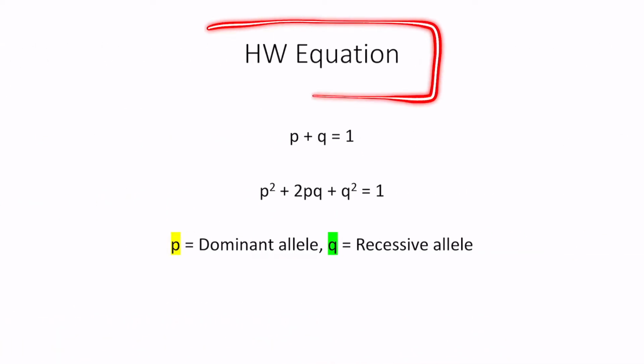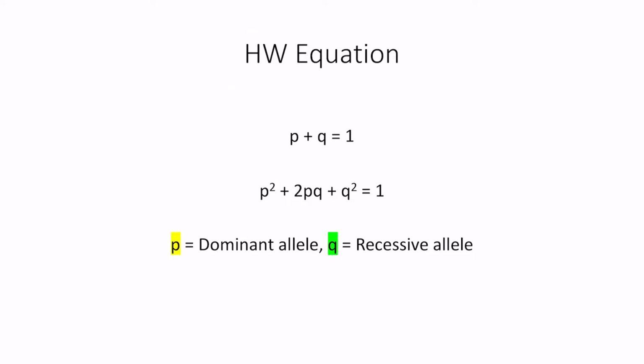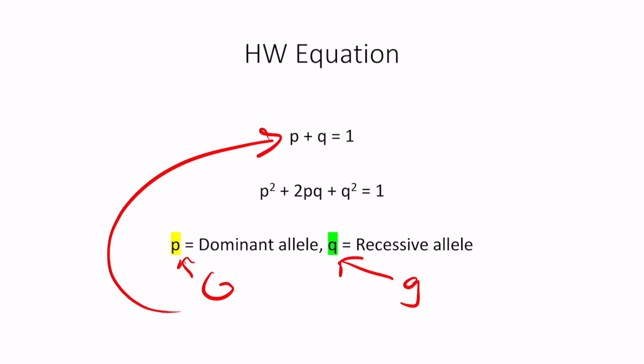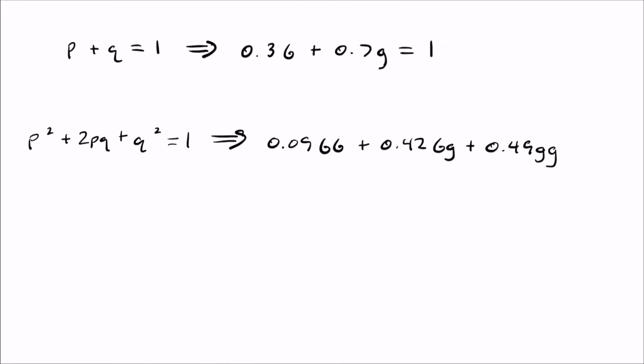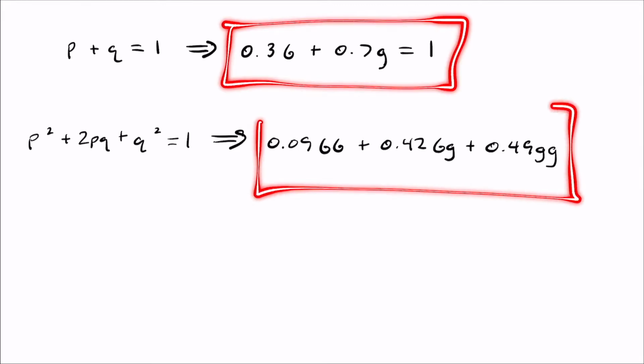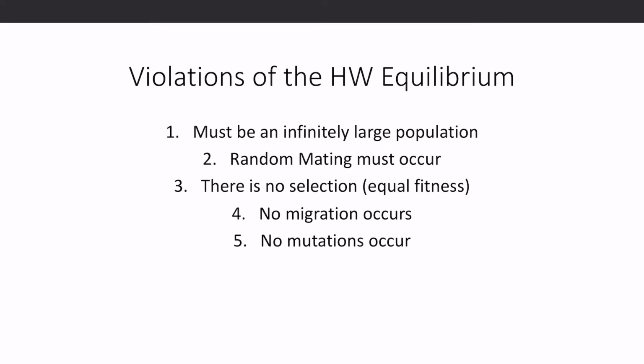Here is the Hardy Weinberg equation, which will tell us if our population is in Hardy Weinberg equilibrium. We essentially will use our dominant allele big G to be expressed as P, and we use our recessive allele little g to be expressed as Q in this equation. And we do that over here where we can confirm that our population is in Hardy Weinberg equilibrium. We are also assuming that our population is not violating any of these rules in Hardy Weinberg equilibrium.